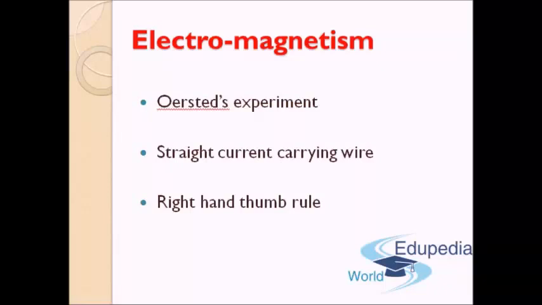Then next we will see how a straight current carrying wire produces a magnetic field. And finally we will close the lecture with what is known as the right hand thumb rule, which gives the direction of the magnetic field produced by any current carrying wire. So let's start this interesting discussion.